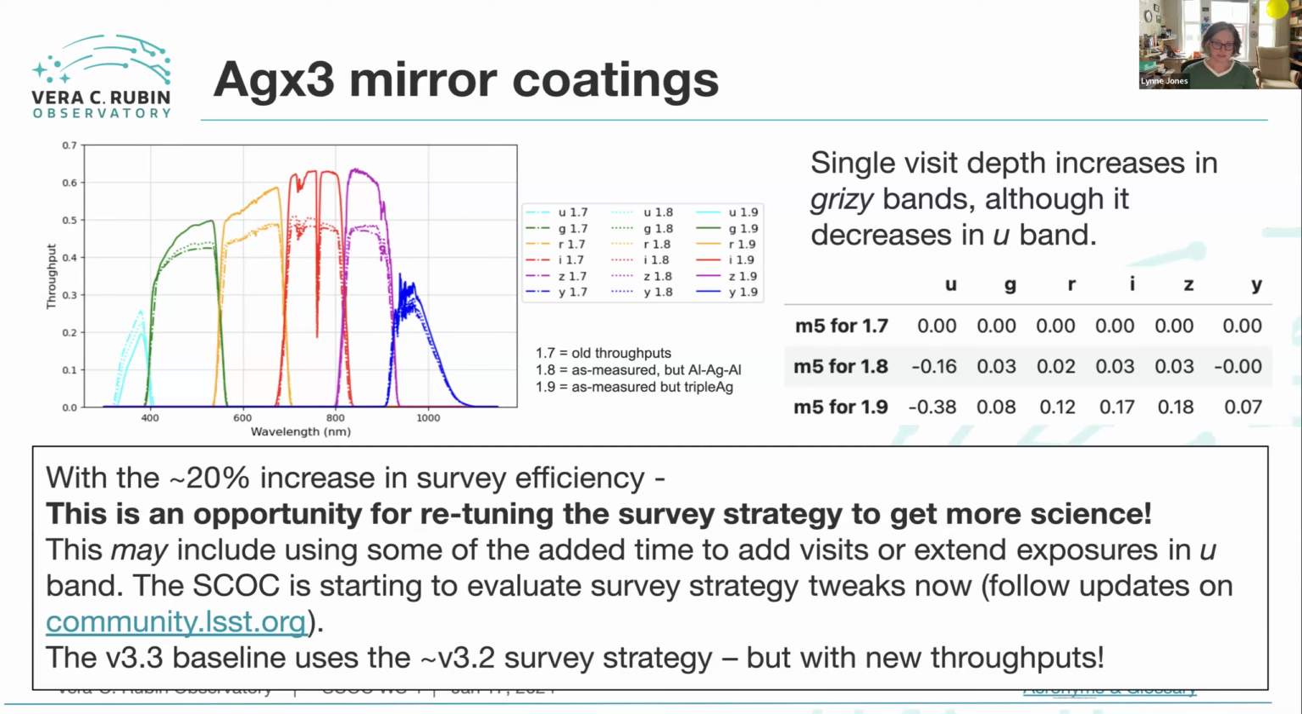The SCOC is starting to look at how we evaluate the survey strategy, with relatively small tweaks now, and you should follow updates on community.lsst.org. The V3.3 baseline uses the same survey strategy, but with these new throughputs. That's the thing to remember. And there were those very small effects that I talked about earlier as well. Okay, so this is the major change in 3.3.